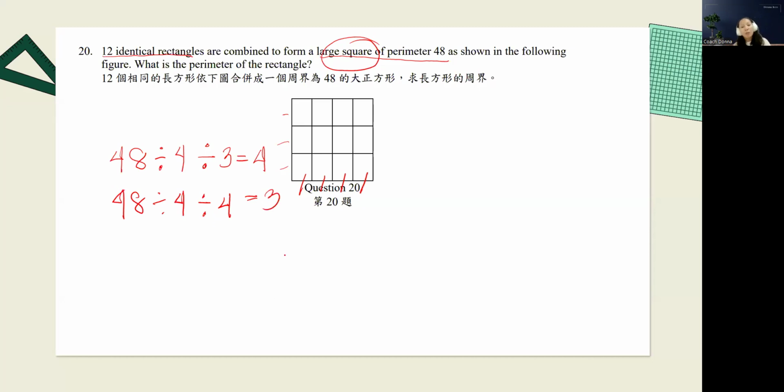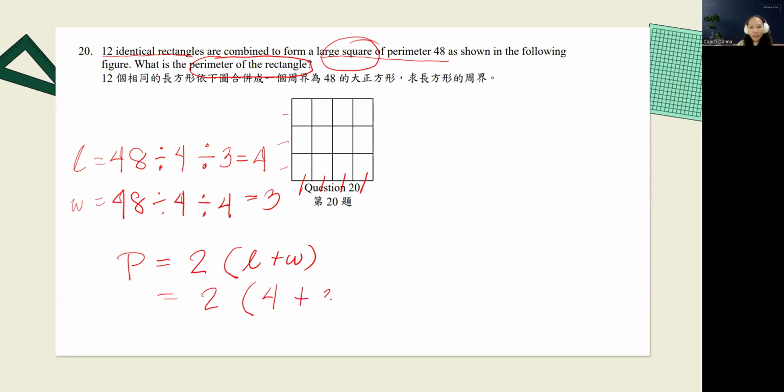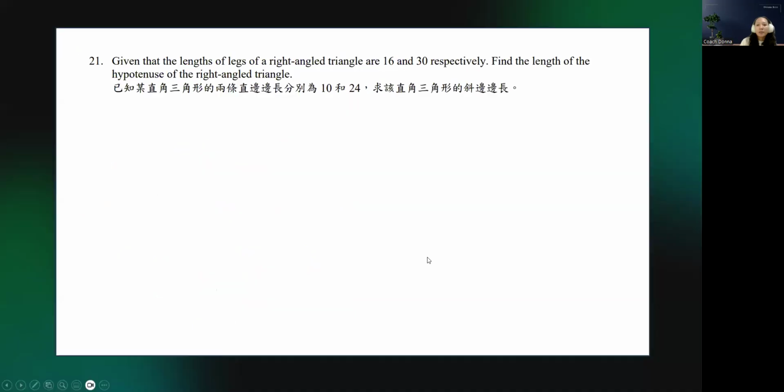All right? So that means this is a calculation for our length and our width. Remember, the question is the perimeter of the rectangle. So perimeter is twice the length plus the width. We've already identified the length and the width. The length is 4, the width is 3. So 4 plus 3 is 7. 7 times 2 is 14. So 14 is our final answer. That's it for number 20. Let's have number 21.